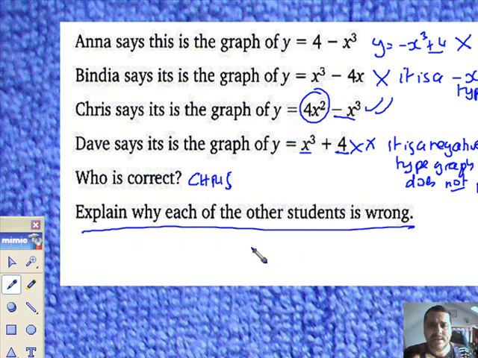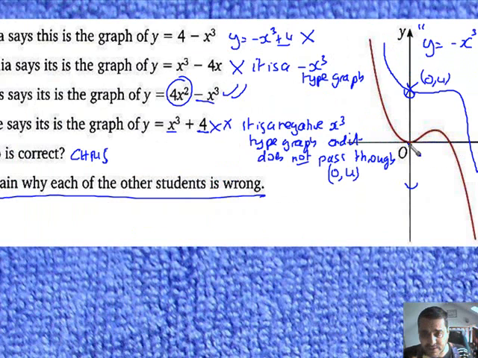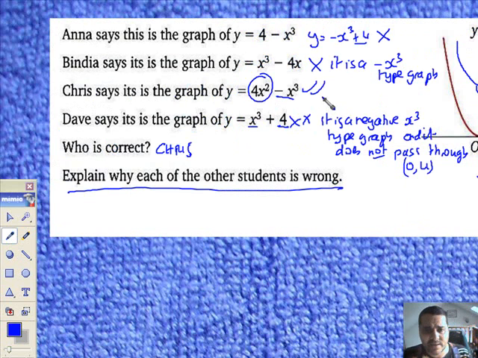Revise. Why is Anna wrong? Although she's cited it's a negative x cubed type graph, she also says it has a y-intercept of 4, whereas in fact the graph passes through 0, 0. Why is Bindia wrong? She made it a positive x cubed graph, but it's a negative x cubed graph. Okay, that's why she's wrong. Chris is right because he's right, because he's clever, because he's named after me.